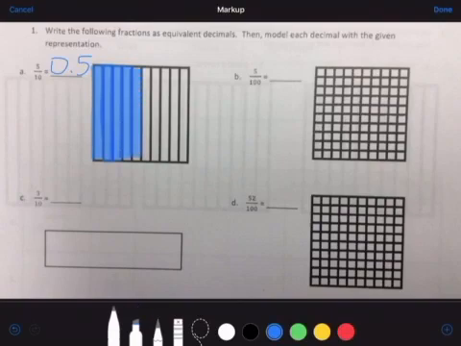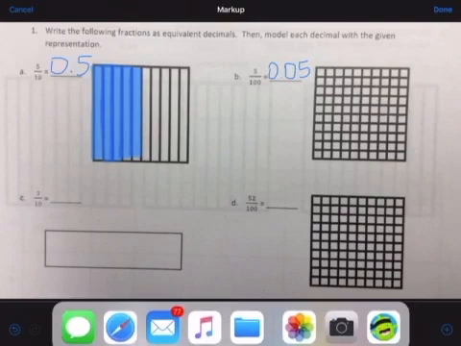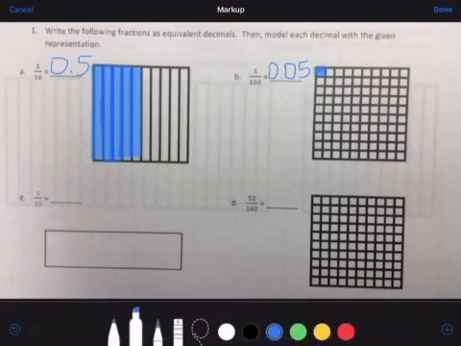Now when I look at B, this one's different because it's 5/100. So I still have a 0 in the ones column. Now I have a 0 in the tenths column, and I have a 5 in the hundredths column. And when I go to represent this on my model, that's going to be 1, 2, 3, 4, 5 hundredths. 5 of the tiny boxes in there.